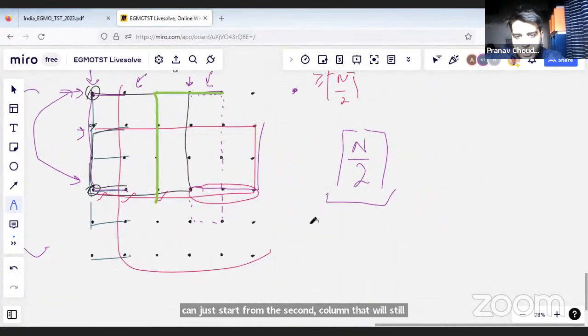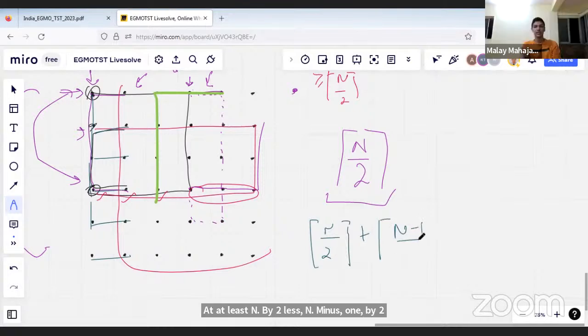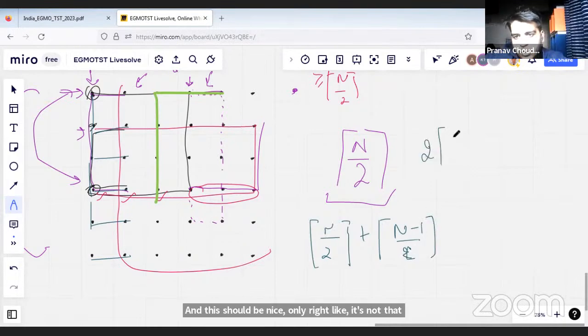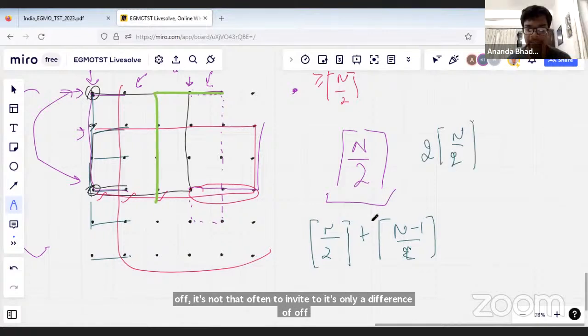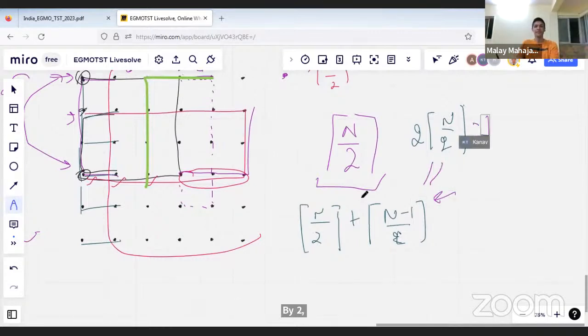So we'll have at least n by 2 plus n minus 1 by 2. And this should be nice only, right? It's not that off. It's not that off from 2n by 2. It's only a difference of half. But this is the answer we got, right? This is exactly the answer, n minus 1 by 2. This is exactly the answer. Yeah, these are the same. Yeah, so we are done.